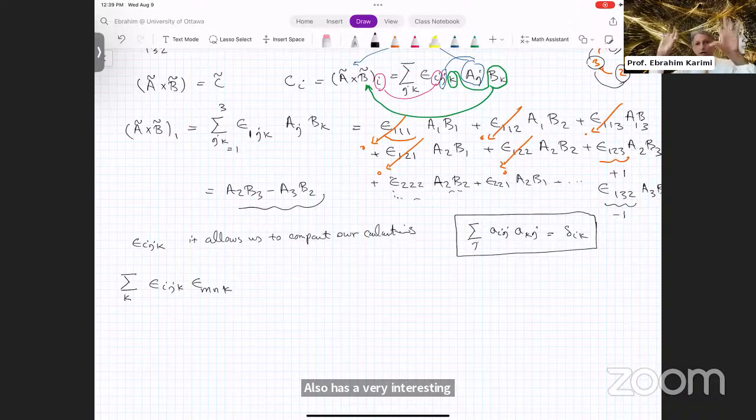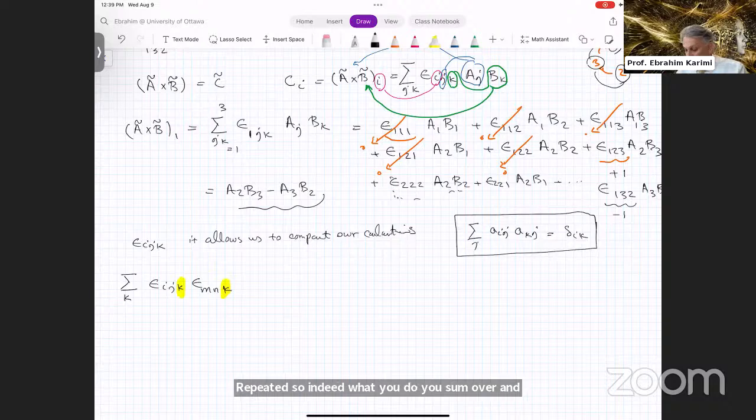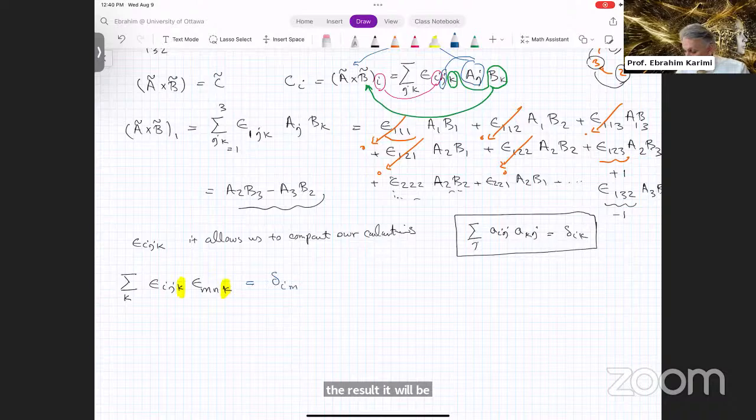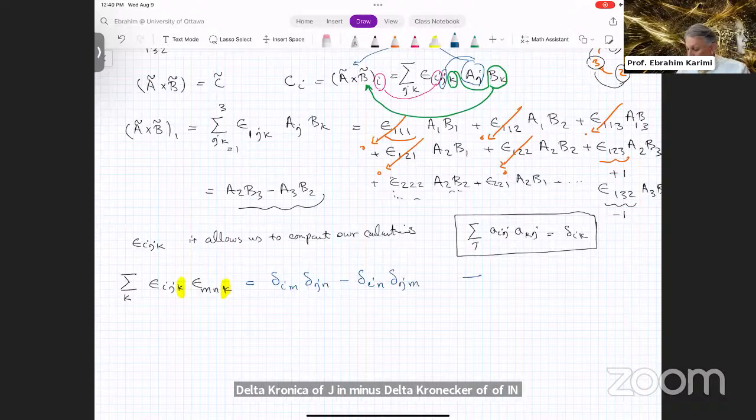So you can take two epsilons and keep the last index repeated. What you do is sum over, let's say, 1, 2, 3 for these, and the result is very interesting. The result will be Kronecker delta of im, Kronecker delta of jn, minus Kronecker delta of in, Kronecker delta of jm. Try to prove this.